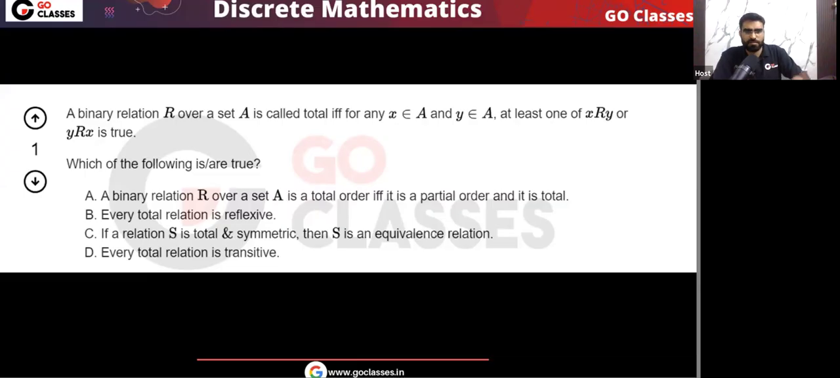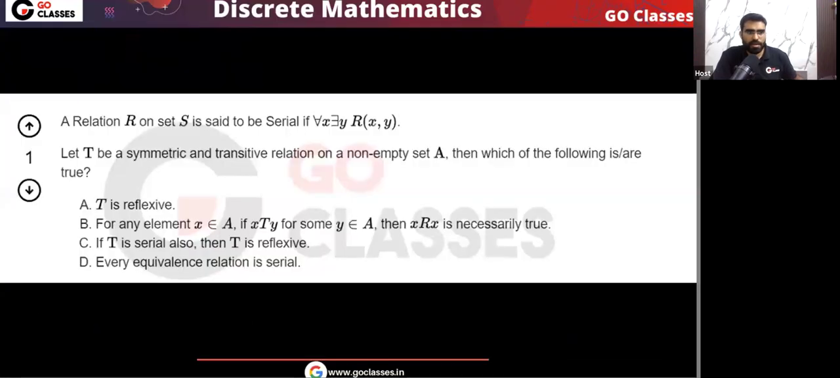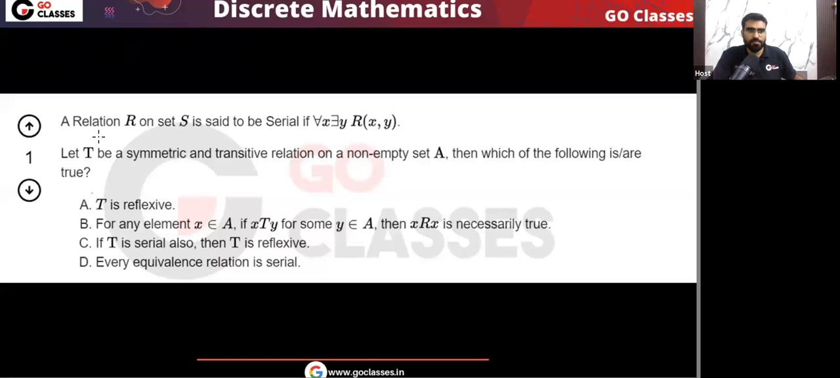Is this question clear? Okay, so very simple. Now let's move on. Now let's solve this question. A relation R on set S is said to be serial if for all x there exists a y such that x is related to y. This is the definition of serial.